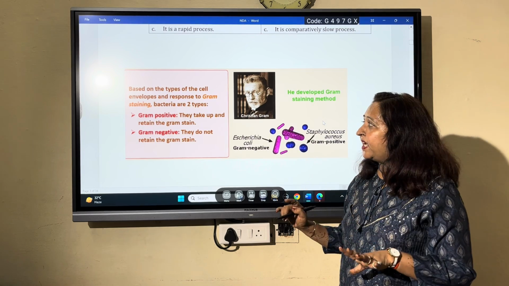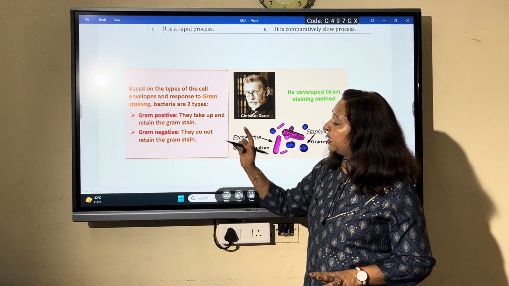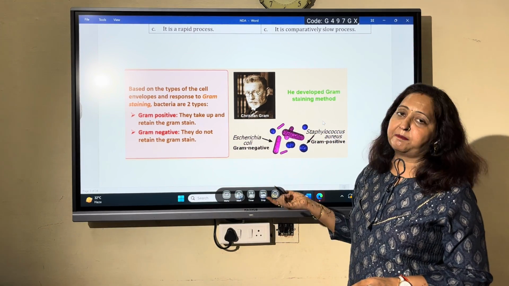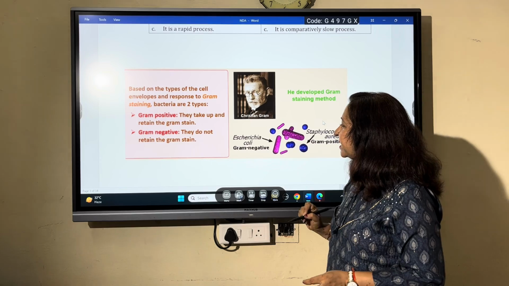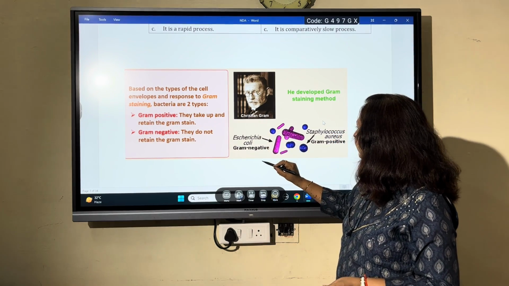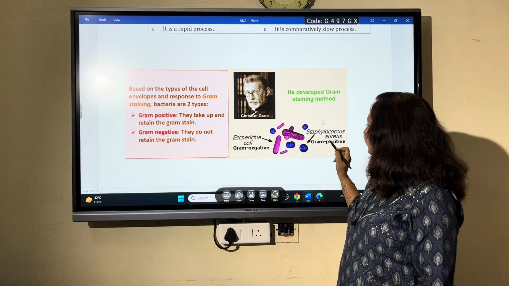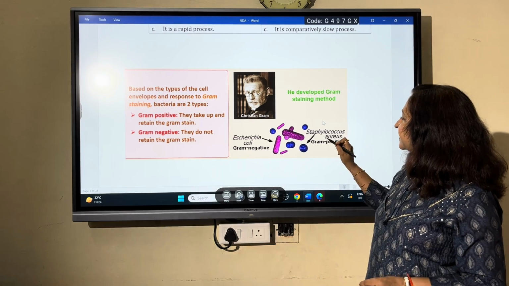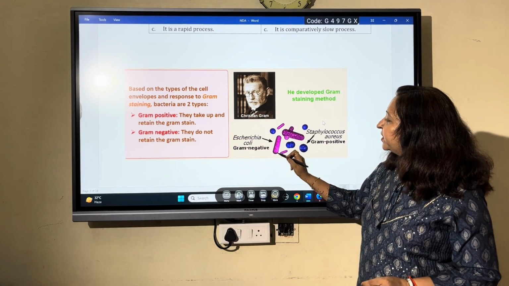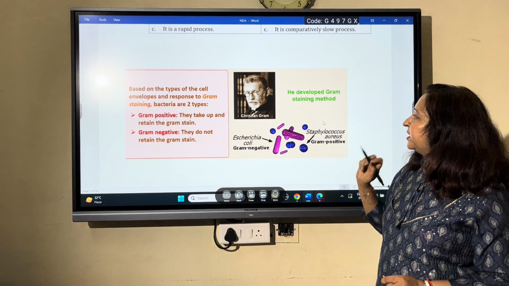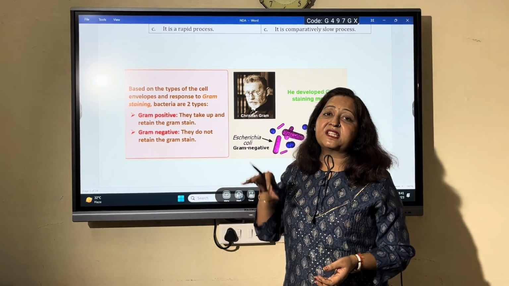So based on the cell envelope, this gram staining was developed. So we can say whether a particular bacteria is gram negative or gram positive. In this diagram you can see, if the bacteria is gram negative, it will definitely show pink color, and if it is gram positive, it will show blue color. Staphylococcus is gram positive, and E. coli is gram negative, so it is showing this pink color. So this is the gram staining method. You should know the basic principle of gram staining method. This is important: it is based on the cell envelopes.